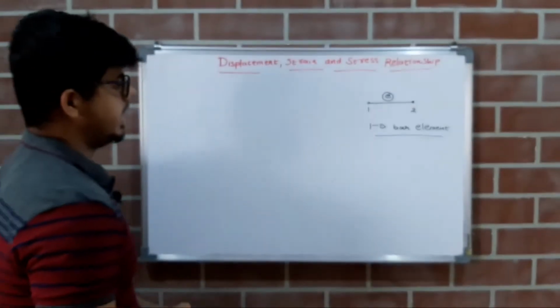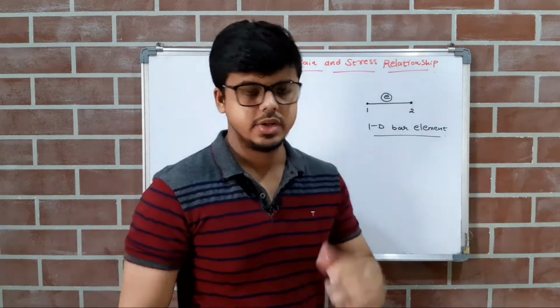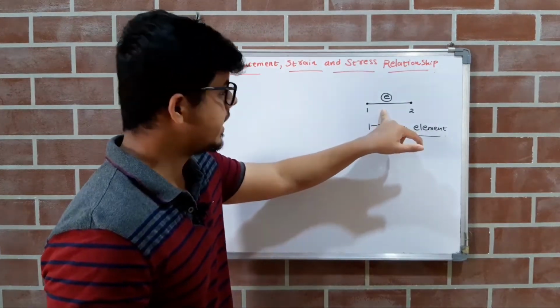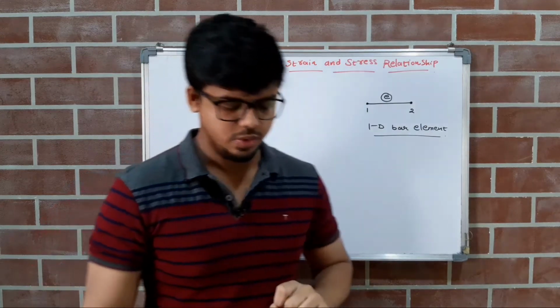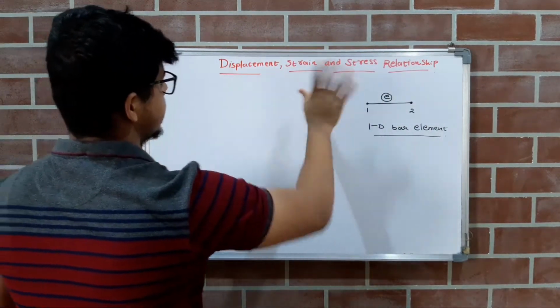So now we'll start. For that, first we will consider a 1D bar element. For example, we have element E having node 1 and node 2, right? Now we will derive the relationship between displacement, stress and strain.